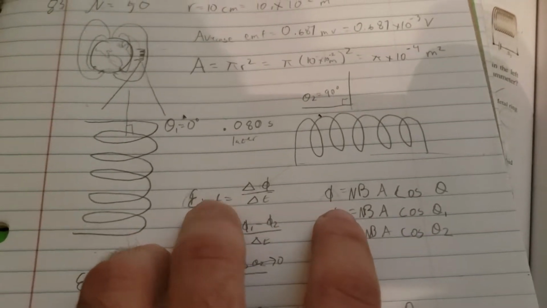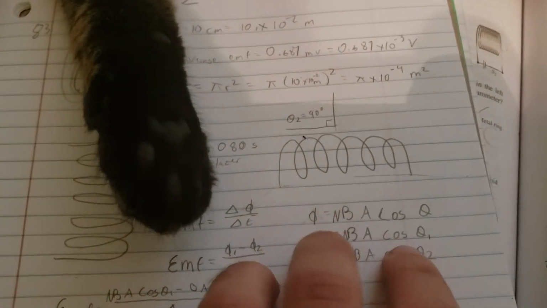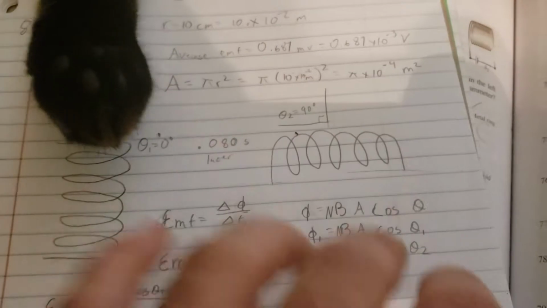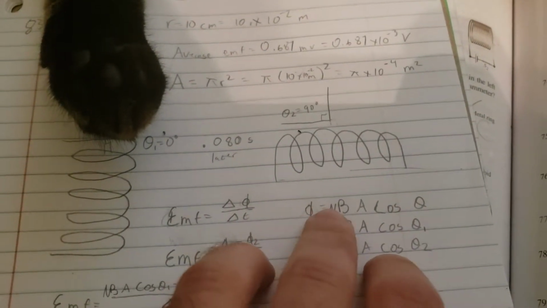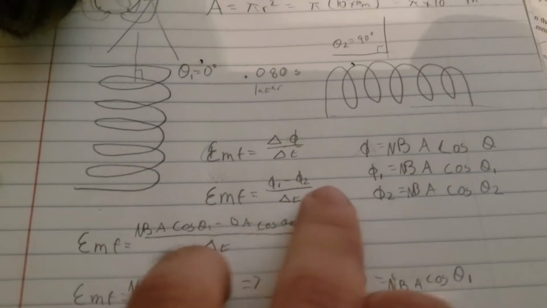And then we have two equations that we can use to find B. We have EMF equals delta phi over delta t. We know delta t, we know EMF. And we have phi equals NBA cosine theta. We know N, we know the A, and we know the angles. So we take those and we plug those into there.